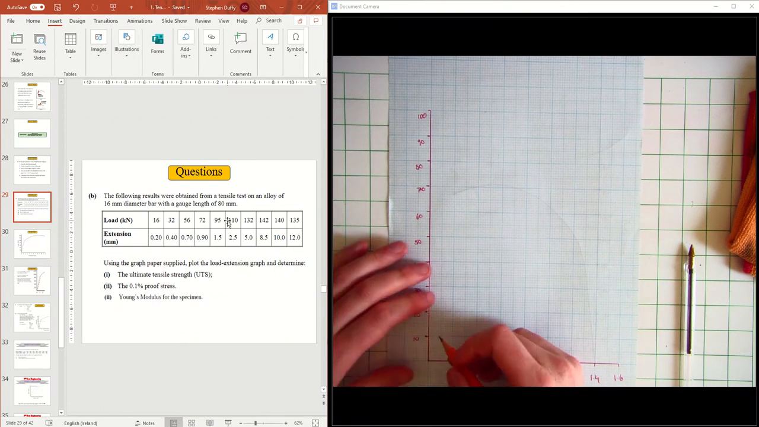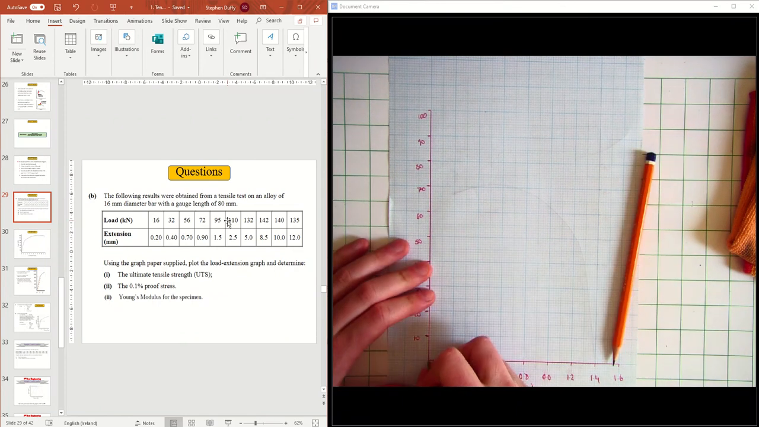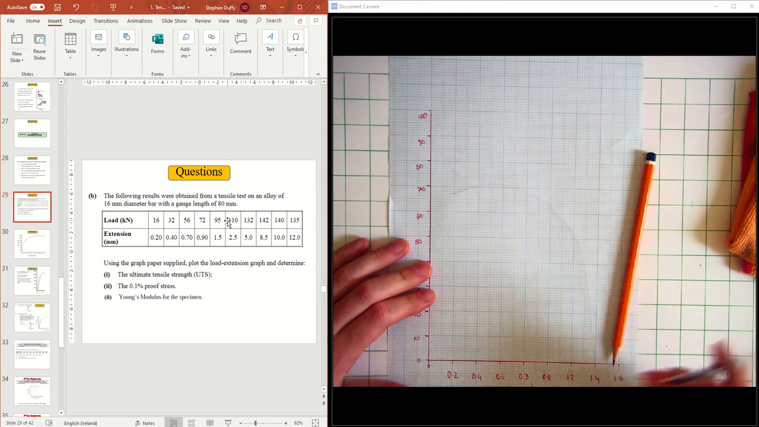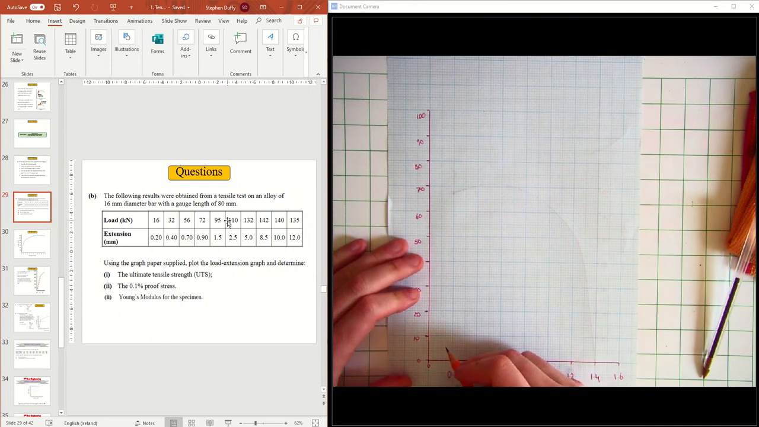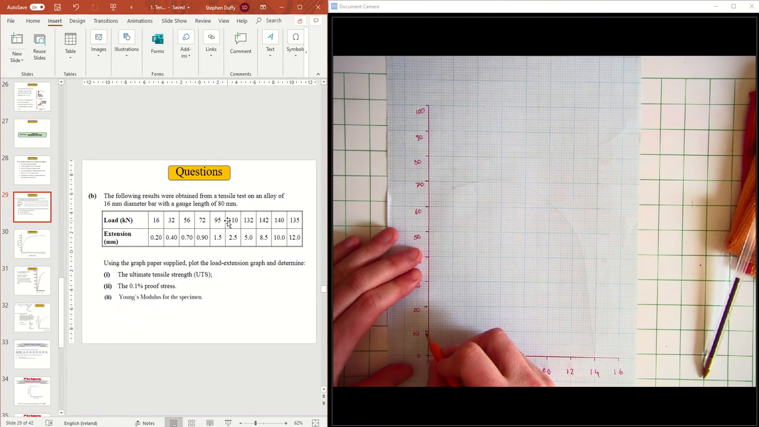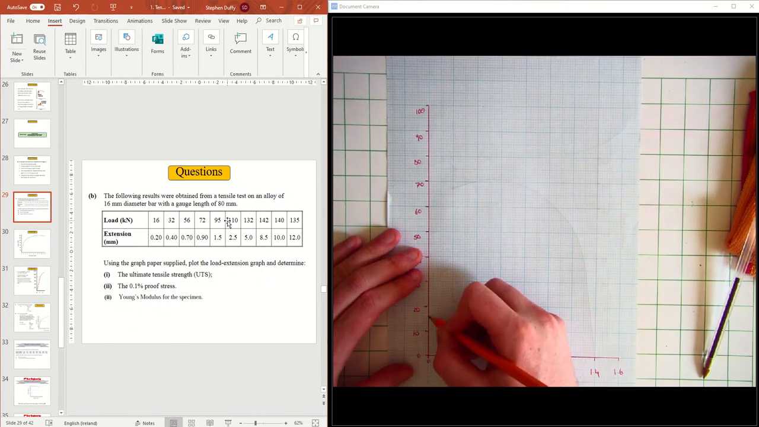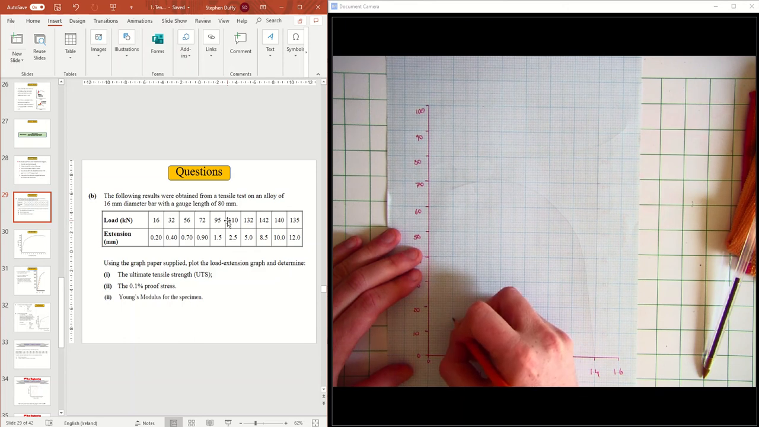The first point we're looking at is always going to be 0. So the starting point of my graph is 0. The first point is load 16 and extension 0.2. So find load 16. Here's 10, 11, 12, 13, 14, 15, 16, and extension 0.2. So that's this point here.